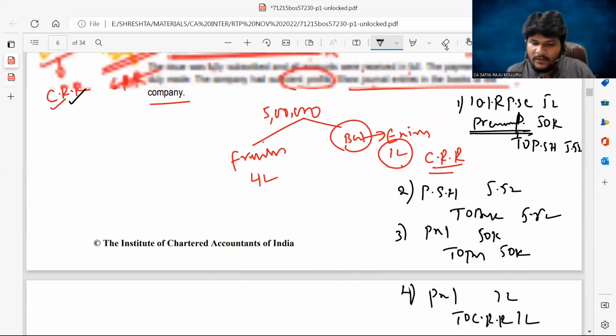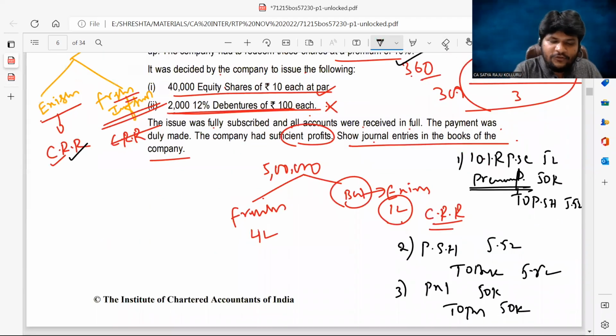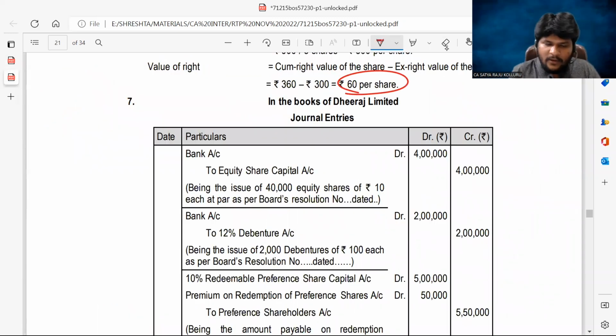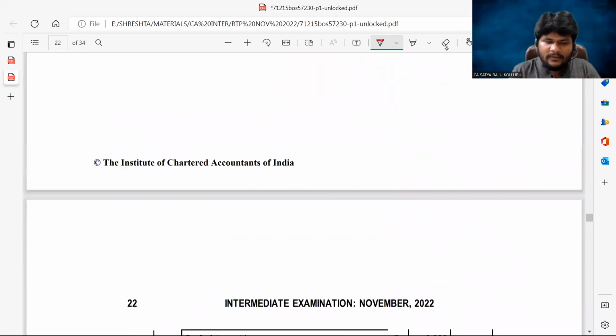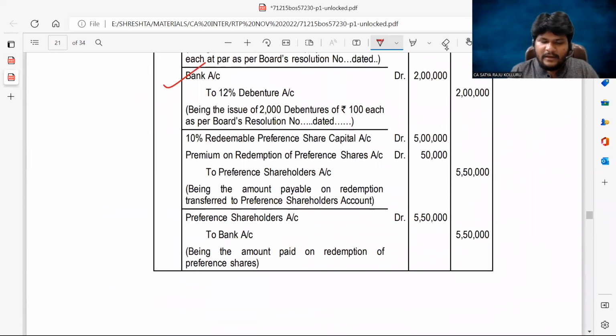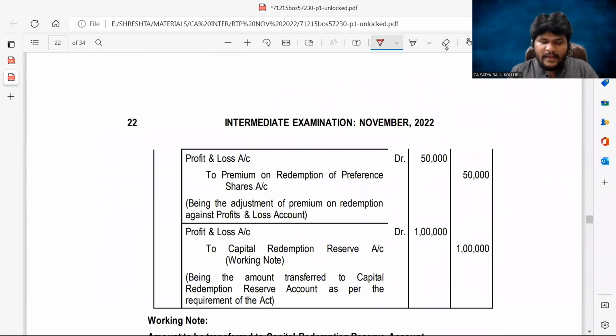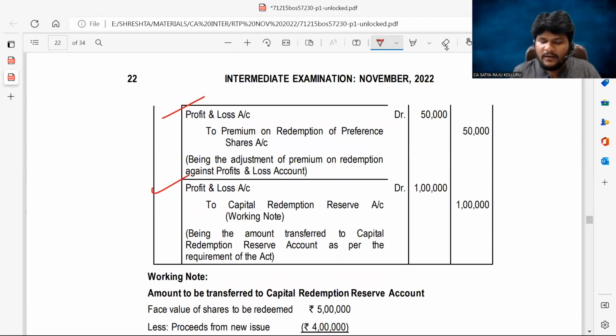Before that, I forgot one entry, which is issue of equity shares and issue of debentures. Entry also you need to write now. Those also happen now. That is bank to equity share capital, bank to 12% debentures. These are not related to redemption entries. These are related to issue entries. So first entry bank to equity share capital, second entry bank to 12% debentures. Next, redemption: transfer to preference shareholders, payment. Then premium on redemption of preference shares cancelled with P&L. Then CRR created. Over.